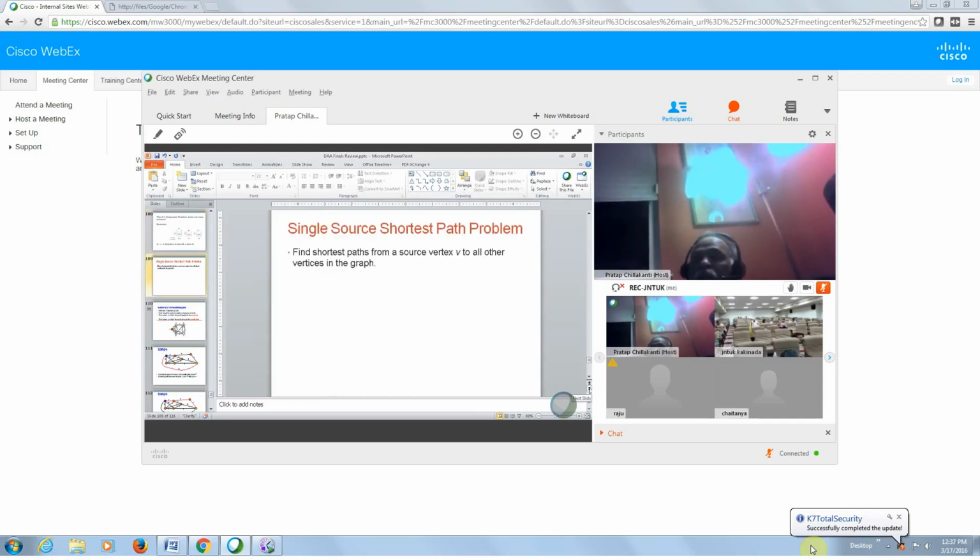Okay. Now, what is the single source shortest path problem? That was the other thing that we discussed in this chapter. All we are doing here is a kind of shortest path problem. In the case of single source shortest path, what we are saying by definition is the shortest path from the source to all other vertices in the graph.